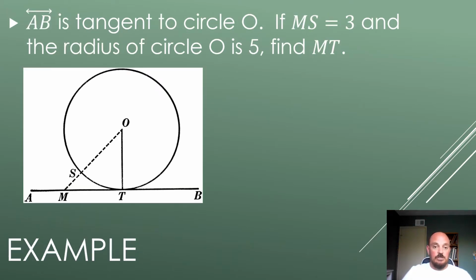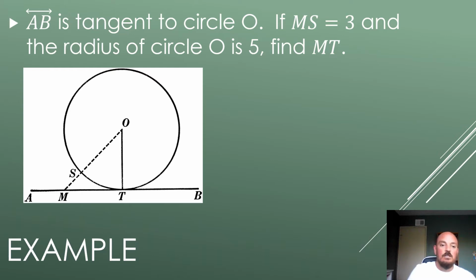So here we have a new picture. This time it's circle O, and I said line AB, which is that line going across the bottom, is tangent. And the point of tangency would be point T down there at the bottom. So I gave you some information. Let's label our picture here.